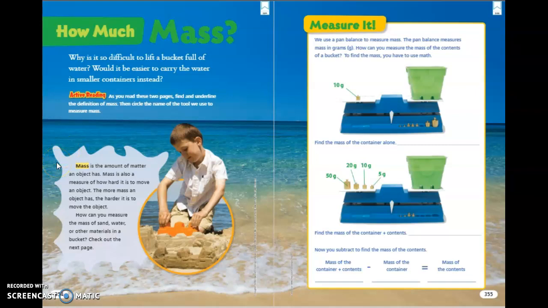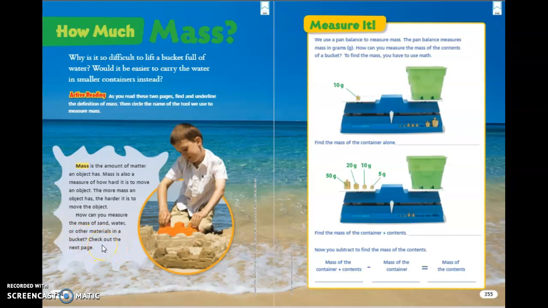Mass is the amount of matter an object has. Mass is also a measure of how hard it is to move an object. The more mass an object has, the harder it is to move an object. How can you measure the mass of sand, water, or other materials in a bucket? Check out the next page.